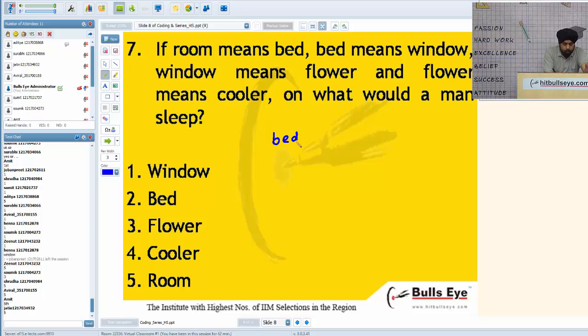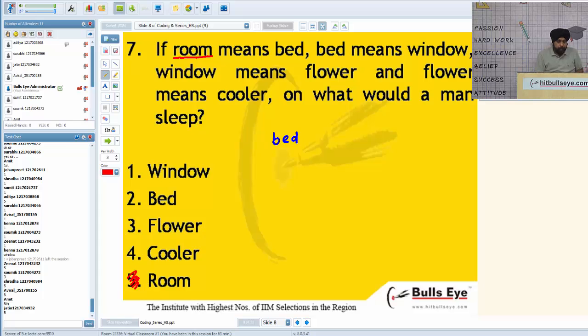So you want to convey bed. Now room means bed, and bed means window. So if you use the word bed, you basically want to refer to the word window. No, we want to refer to the word bed, which is conveyed by using the word room. So your answer shall be choice number 5. I hope you all have got it.